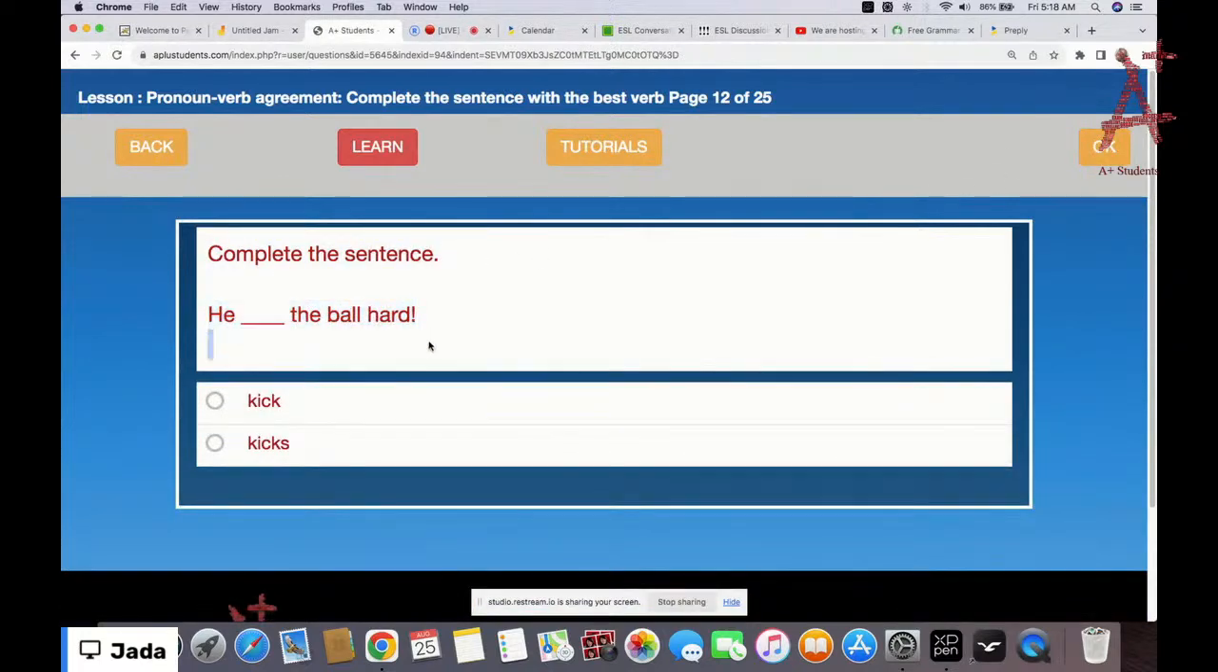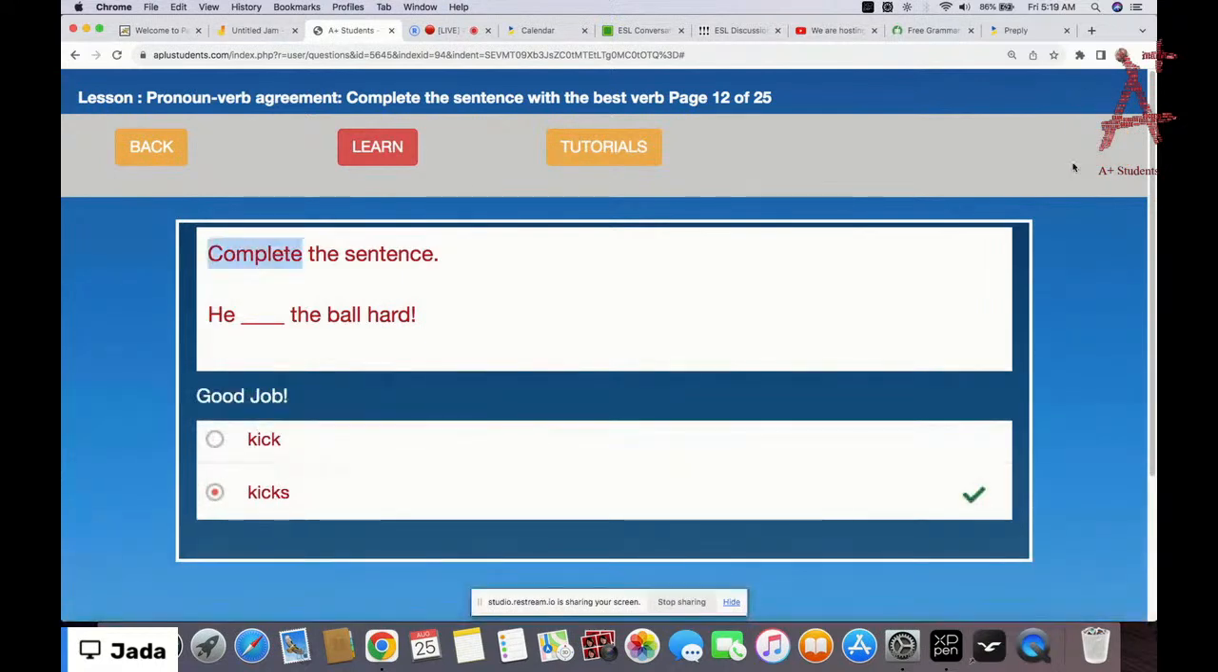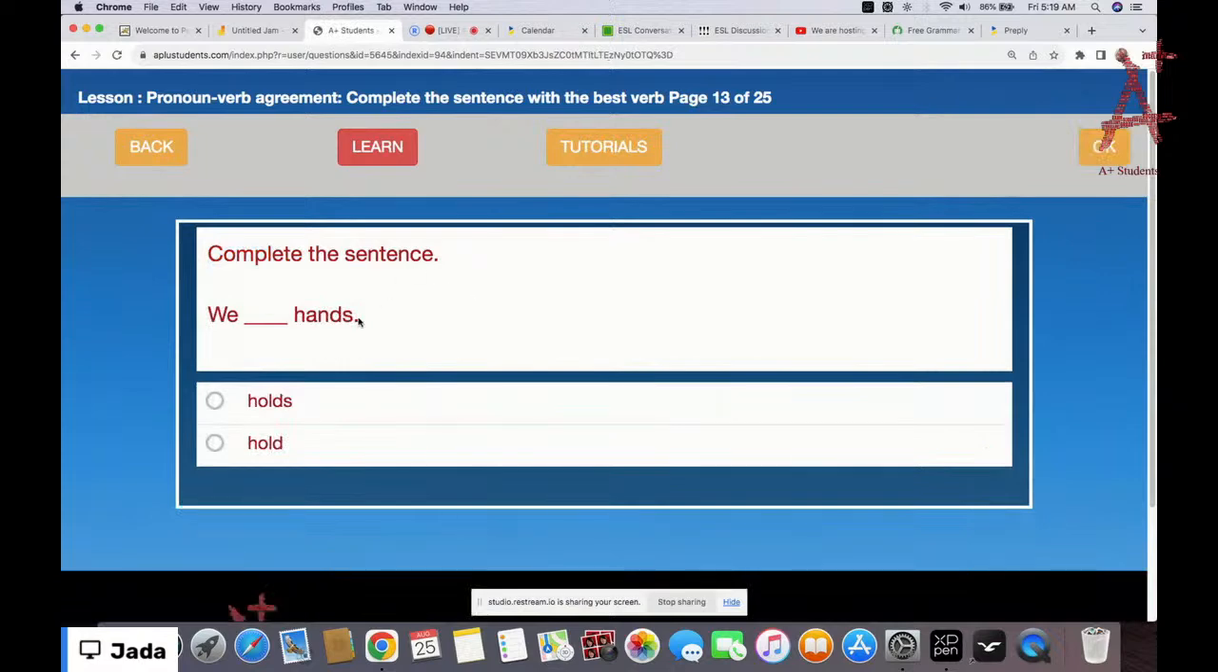"He dash the ball hard." "He" is singular, so you're going to go with the one that has S. He kicks the ball hard. Now "we." "We" is what? Plural. So you're going to go with the one without S. So we hold hands.